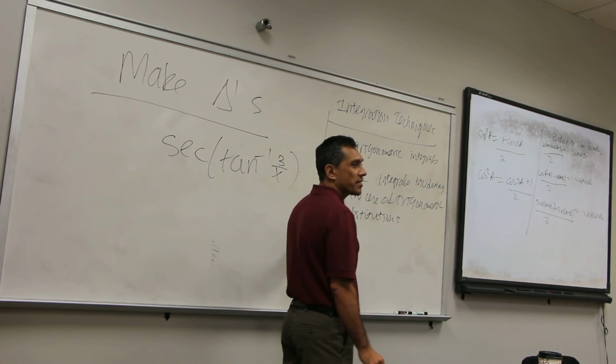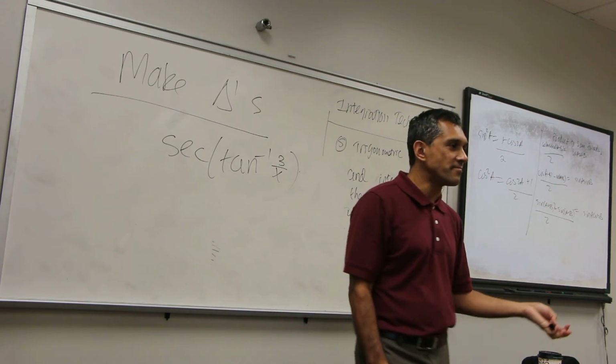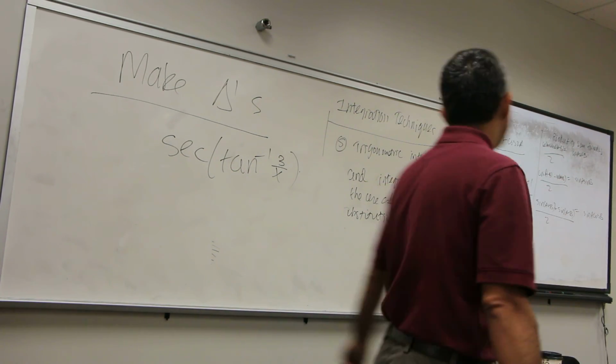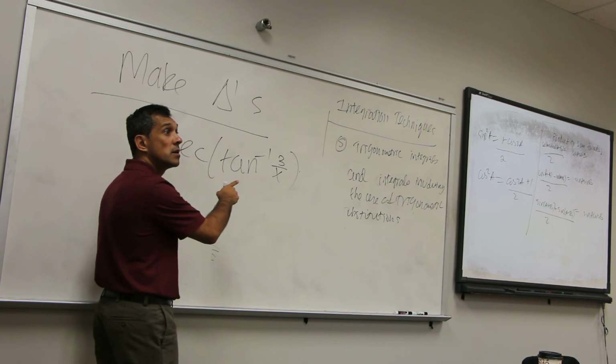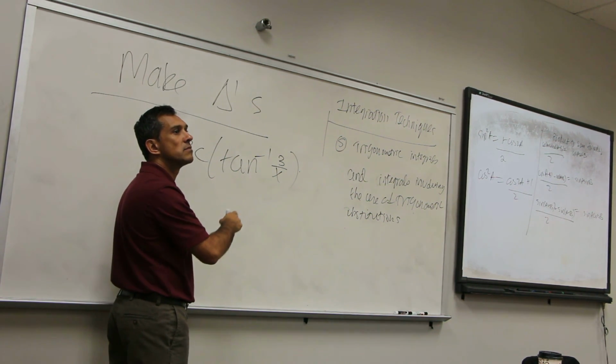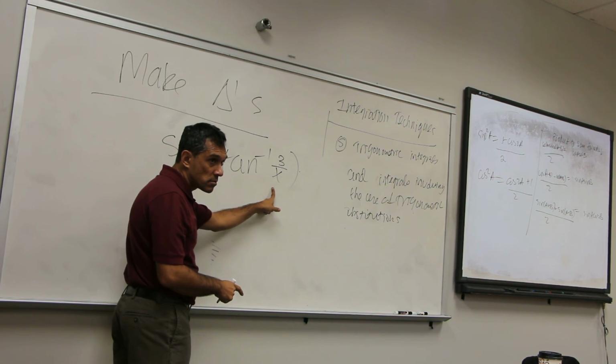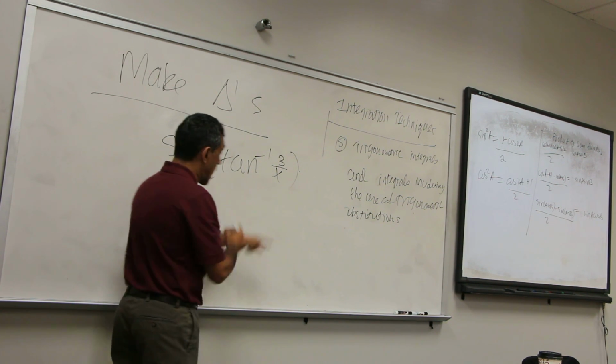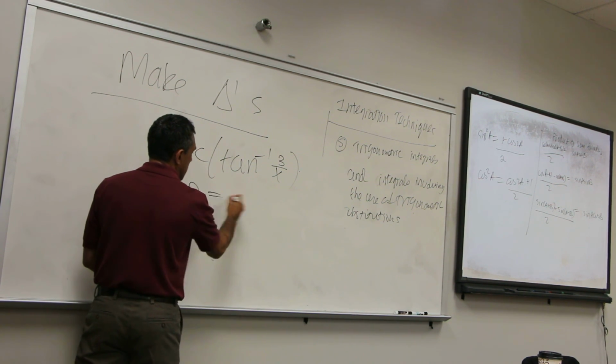Anybody know how I got that? Because I will make a triangle. I say I want the secant of what? Tangent of 3 over x. I want the secant of an angle. This is an angle. I want the secant of theta. That is what I want.